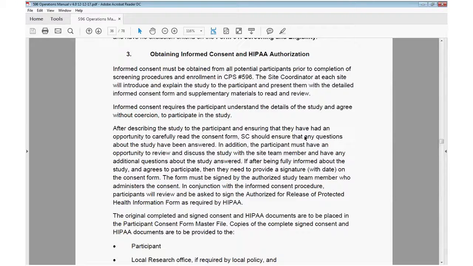If, after being fully informed about the study, they agree to participate, they need to provide a signature with date on the consent form. The form must be signed by the authorized study team member who administers the consent.